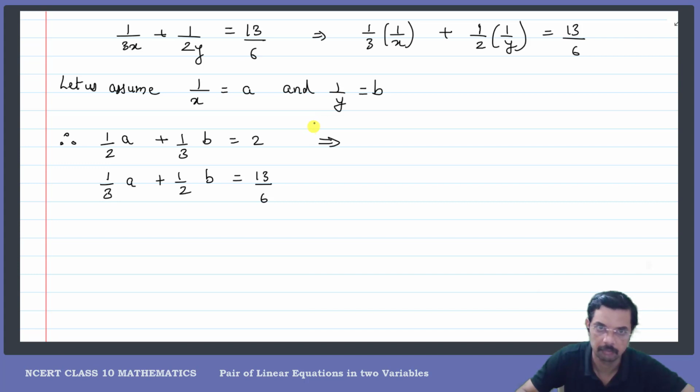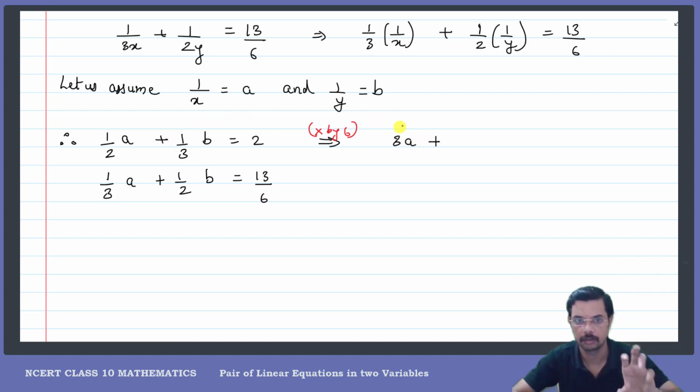Multiply by 6. This is how I simplified this expression, and what do we get? 3 will be multiplied here and 2 will be this. It becomes 3a plus 2b, and that will be equal to, here we have 6, 6 2s are 12.